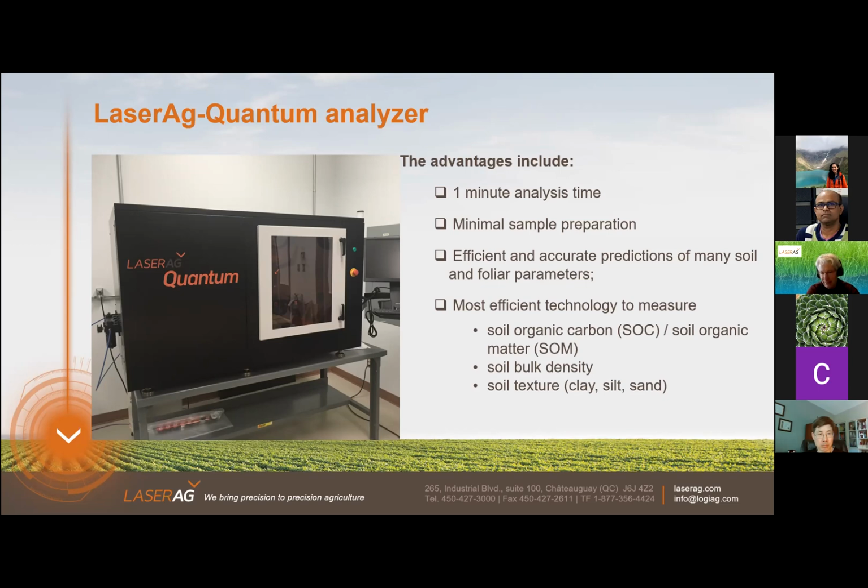It's very efficient, and currently our level of accuracy resembles those of more conventional chemical extraction for most parameters, not for all parameters, but for most parameters. We achieve similar results or accuracy. And of course, we're extremely efficient and extremely accurate with soil organic carbon and organic matter, bulk density, and texture. And Christian will explain more about texture and soil organic carbon in a minute.